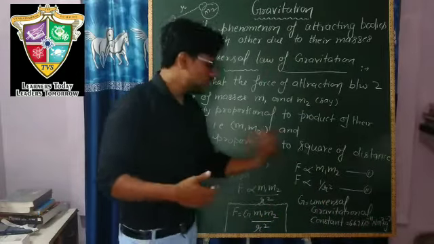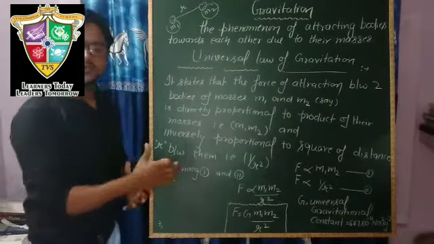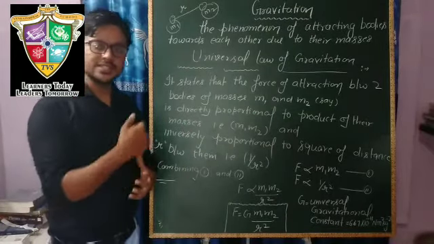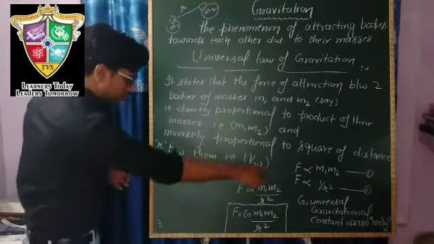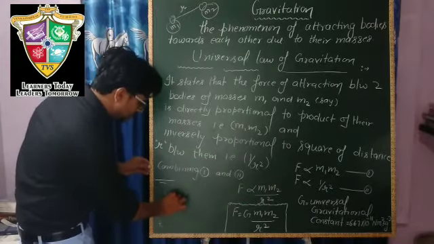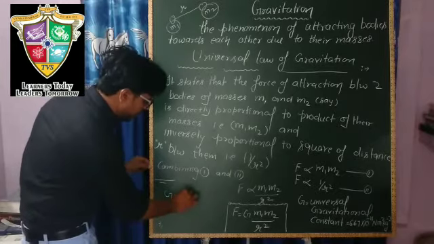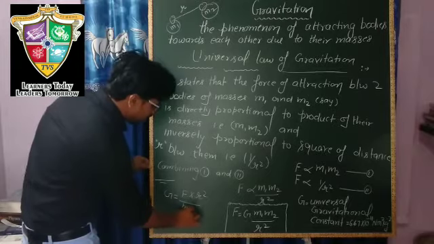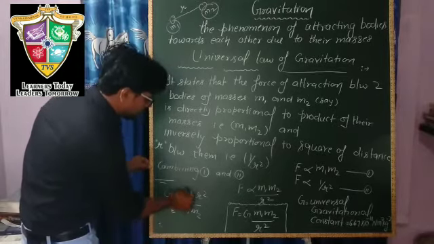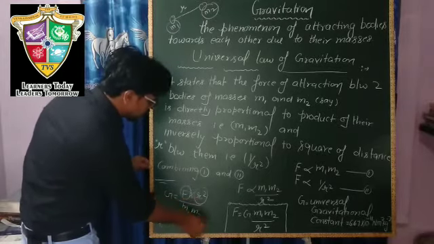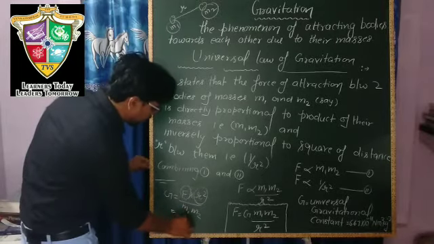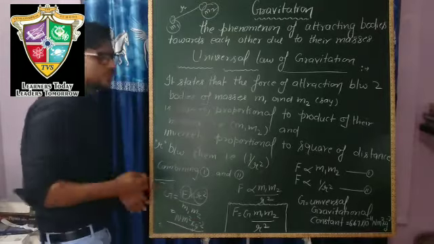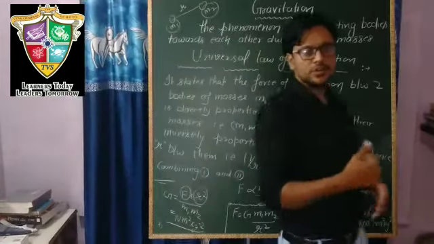Why is it called the universal gravitational constant? Because its value doesn't change, at every point on the surface of earth it is the same. And if we talk about units, G will be F into r square upon m1 m2, and if we put the units of force, distance and masses, then we will get Newton meter square per kg square. This is the unit of universal gravitational constant.